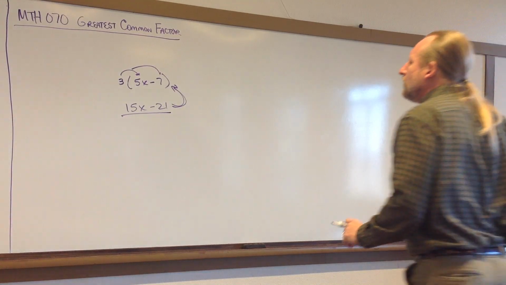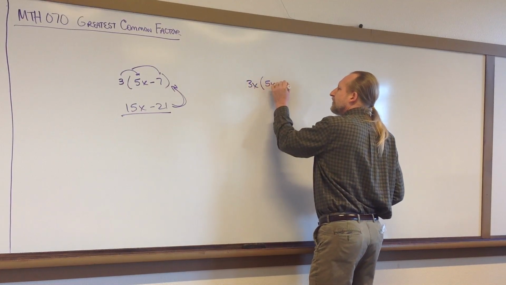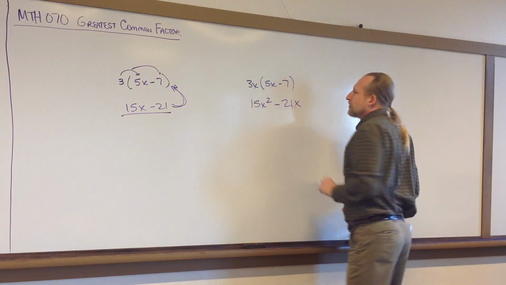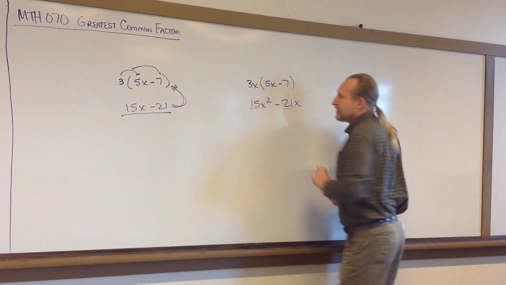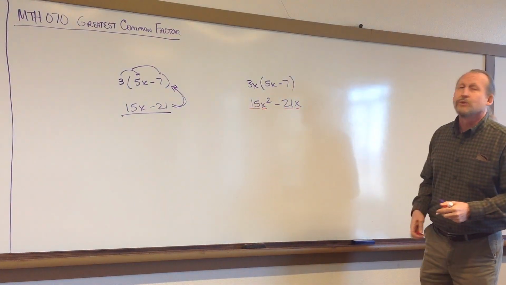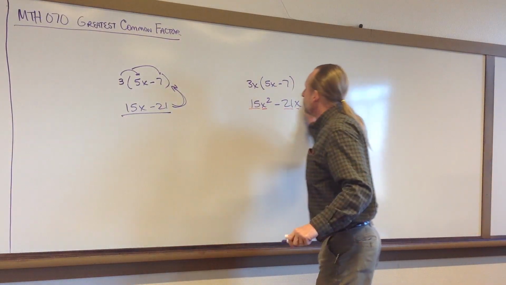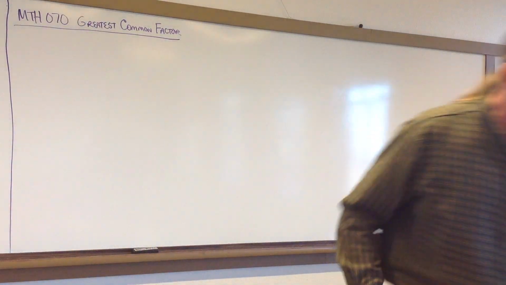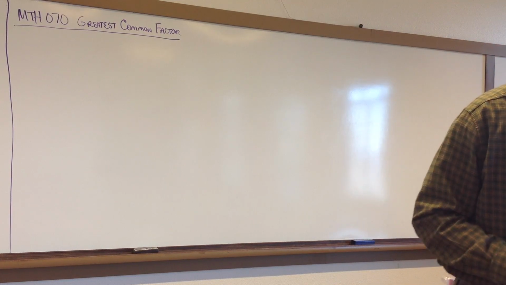So we also know that, let's say, if you have 3x times (5x minus 7), then this will be 15x squared minus 21x. And so in this case, you have a common factor in the coefficients of 3, but then you also have a common factor in the variables equal to x. All right, so let's take a look at some examples and talk about how to do these problems. They'll start out pretty straightforward, and then they'll get more challenging.